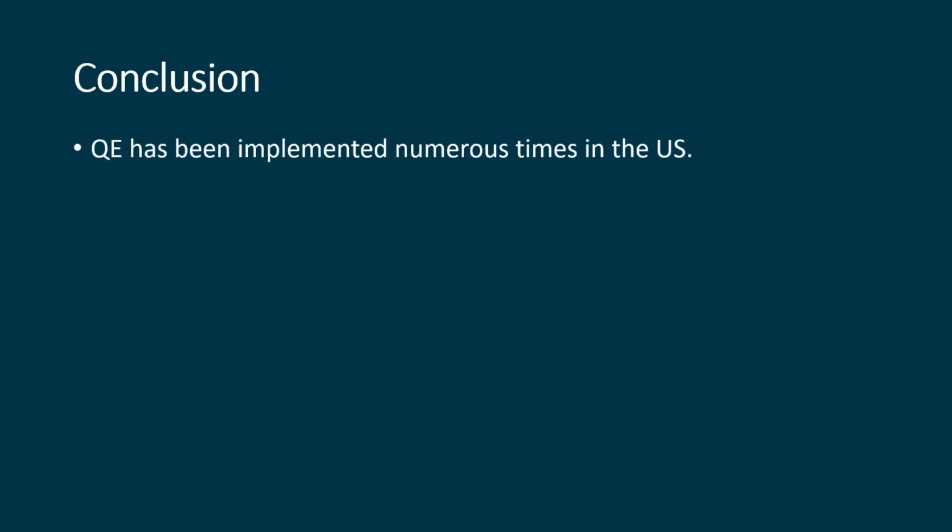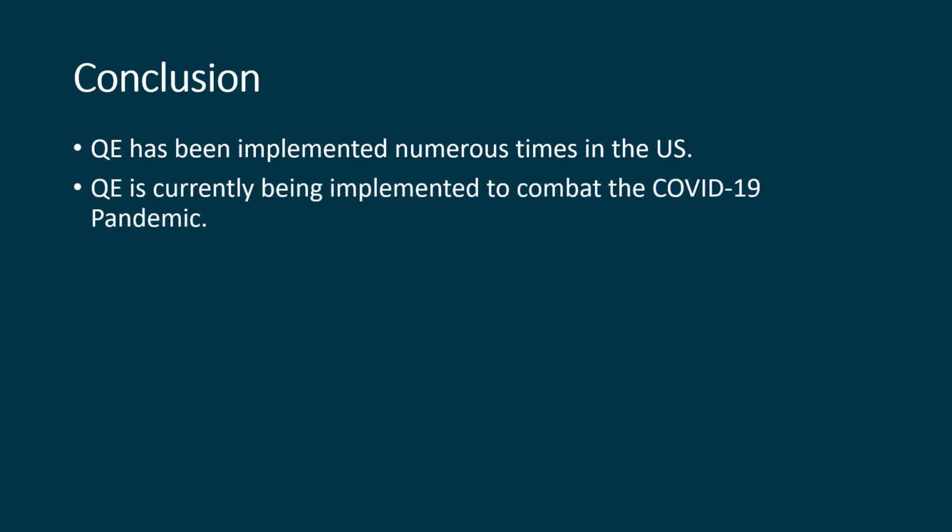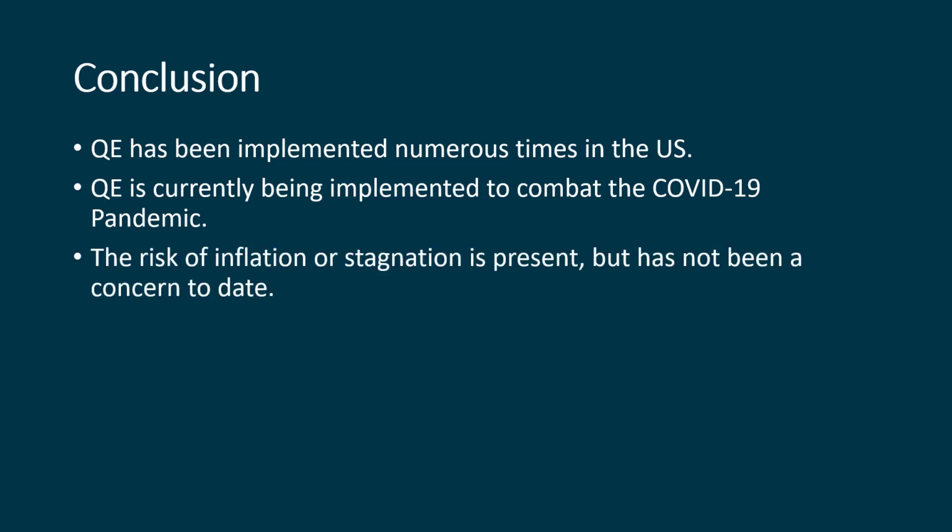QE has been implemented numerous times in the U.S. 4 times back in response to the housing crisis, and at least 2 times, probably more than that, as a response to the COVID-19 pandemic, and who knows what will happen into the future. QE is currently being implemented to combat the COVID-19 pandemic. Then the risk of inflation or stagnation is present, but it's not really been a concern to this point.